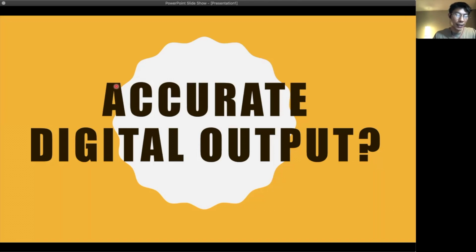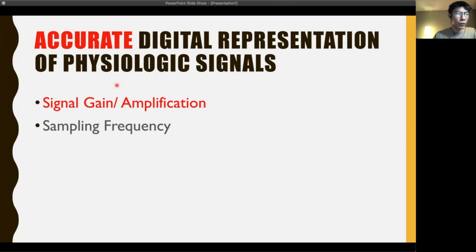However, now the question we have to think about is, how do we know that these digital signals are a good representation of our physiologic signals? What do we have to check when we're measuring and collecting these samples? So there are two things that we need to consider when collecting these samples. First being signal gain or amplification, second being sampling frequency. And I'll go over why each is important when it comes to the accuracy of our data.